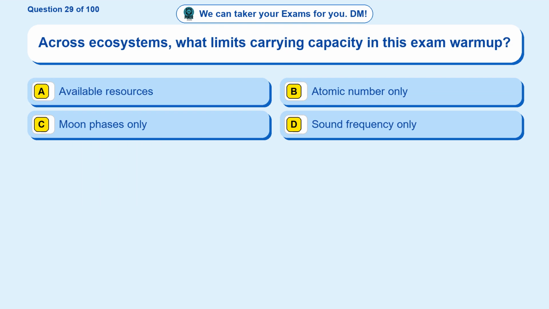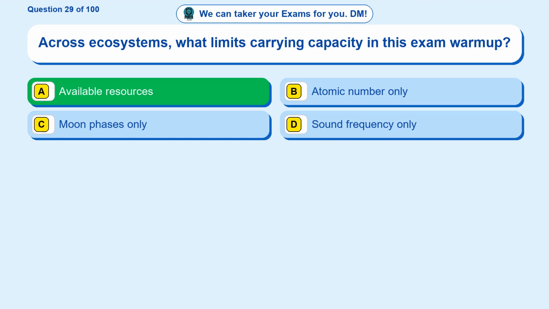Question 29. Across ecosystems, what limits carrying capacity in this exam warm-up? Option A, available resources. Option B, atomic number only. Option C, moon phases only. Option D, sound frequency only. The correct answer is option A.